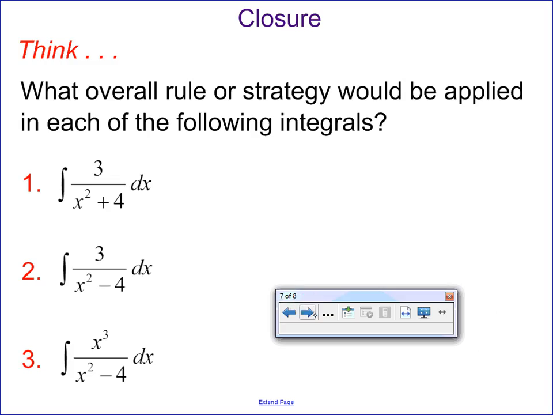All right. So what I want you to do, you don't have to evaluate these. What I want you to do is go ahead and determine the overall strategy that will be employed in each of these problems with your partner and be ready to share with the whole class. You don't have to evaluate and go to the end. I just want to know what would be the rule or the strategy based on what this looks like.